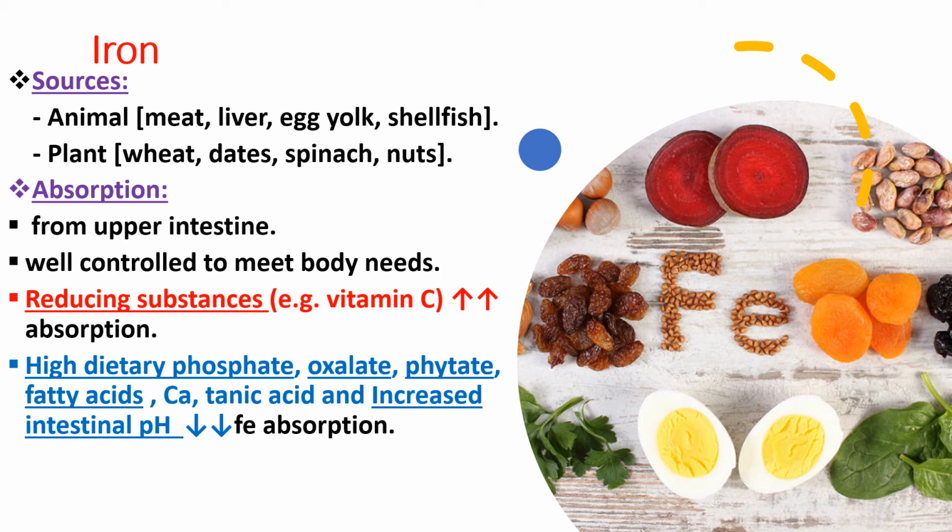Phosphate, oxalate, phytate, tannic acid, which is present in tea, and even calcium decrease iron absorption. So if iron and calcium are ingested at the same time, the absorption of both of them will decrease.